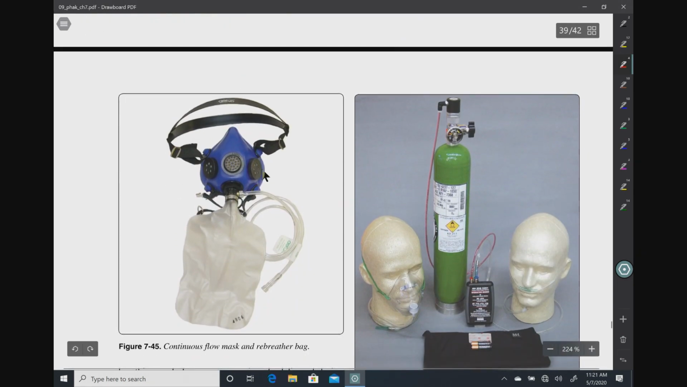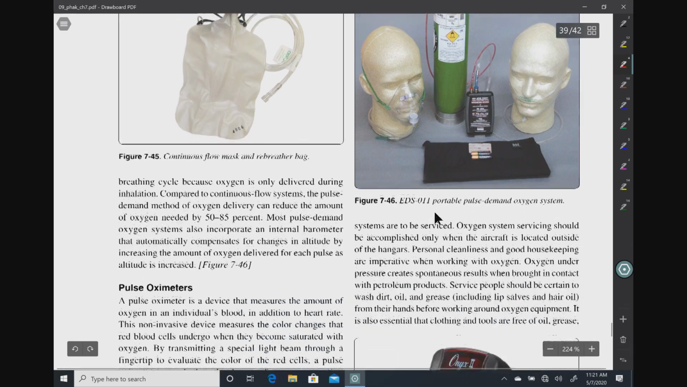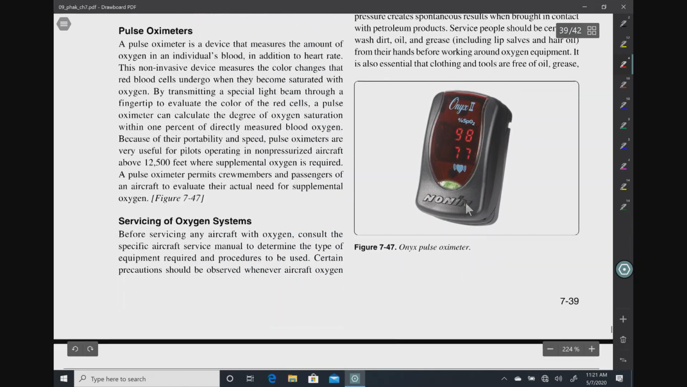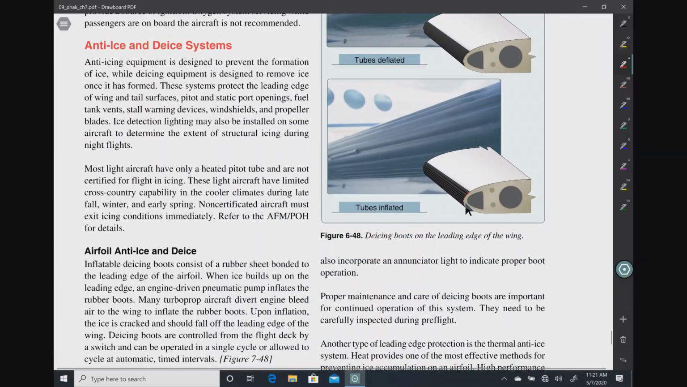This gives you an idea of the type of mask here. This is almost exactly like the mask that I have in my airplane here that you wear. The pulse oximeter, this thing that I just talked about here before, it measures your pulse as well as the amount of oxygen saturation level.